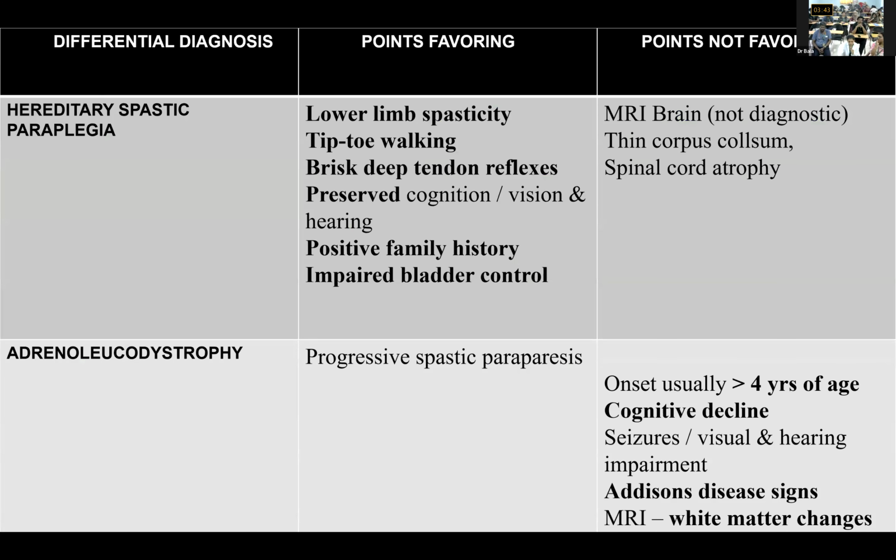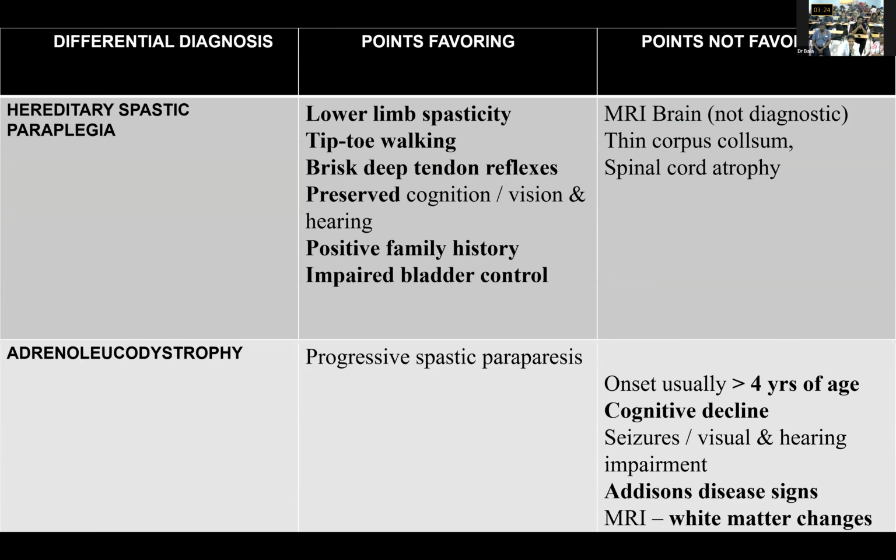Our differential diagnoses were, first, hereditary spastic paraplegia, as most of the findings were present in our child: lower limb spasticity, tiptoe walking, brisk deep tendon reflexes, preserved cognition, positive family history, and impaired bladder control. MRI brain usually shows a thin corpus callosum, but this is not diagnostic.